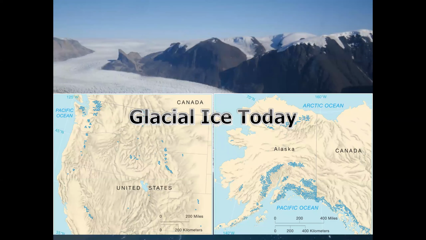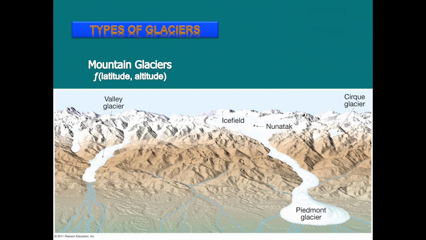So mountain glaciers are a function. That's what this little F here means. They're a function of latitude and altitude. The lower in latitude, the higher you have to go to find a glacier. And the higher in latitude, the lower you have to go. So if you're in Alaska, you can find a glacier at sea level. But if you're at the equator, you have to go really, really high, like at the top of the Andes Mountains, for example, in order to find one.